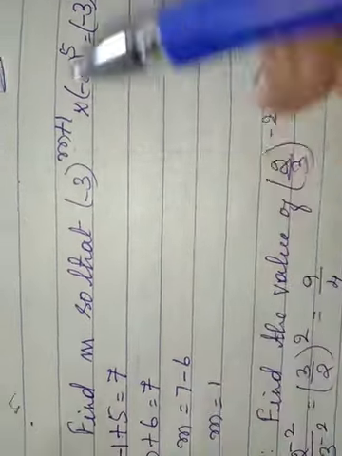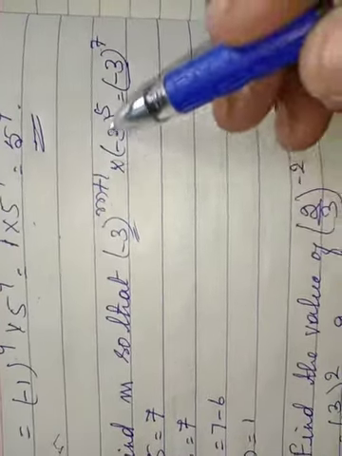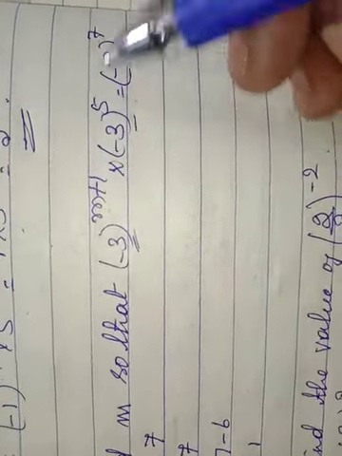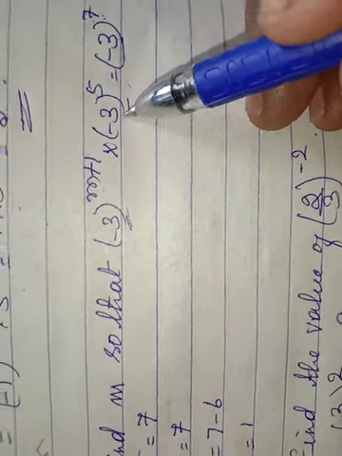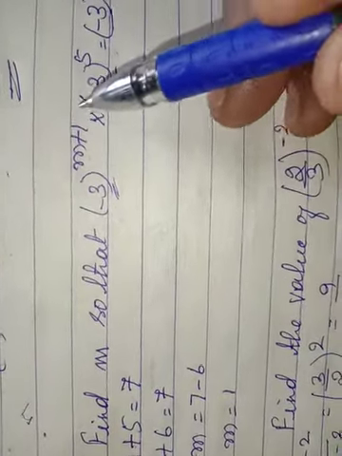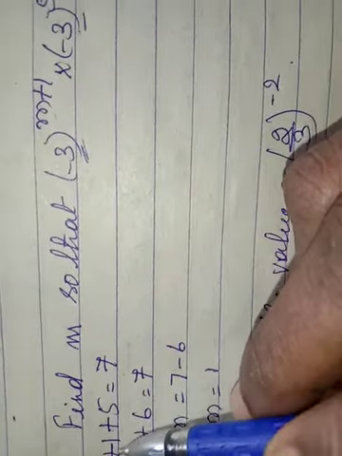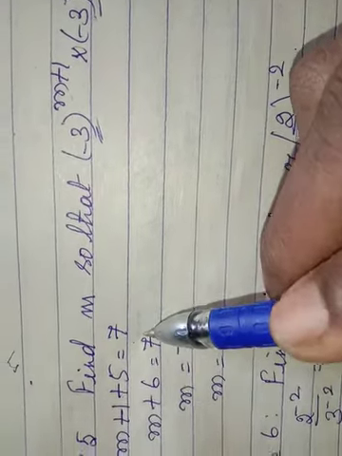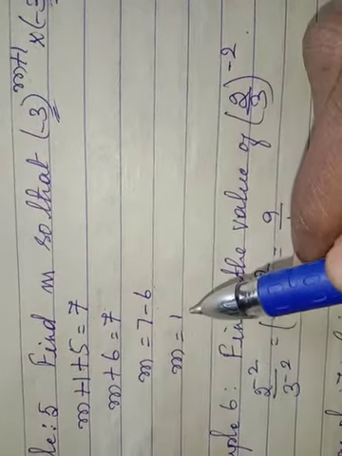Since the bases are the same, we can equate the powers. So m plus 1 plus 5 is equal to 7. Now m plus 6 is equal to 7, so m is equal to 7 minus 6, m is equal to 1.